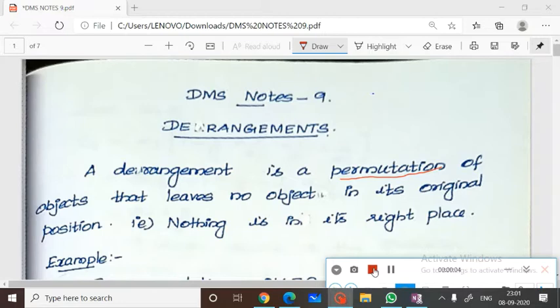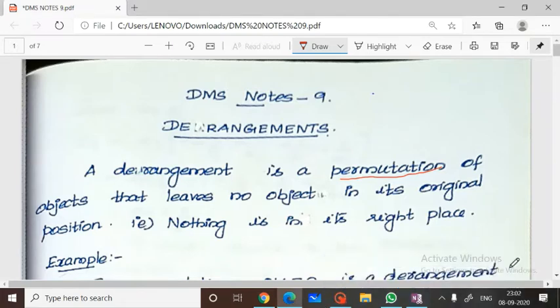Hello students, today we are here with a new topic, derangements. All of you may have heard about arrangements but not derangements. So what is a derangement? We are going to learn the definition and then some examples in this topic. A derangement is a permutation.